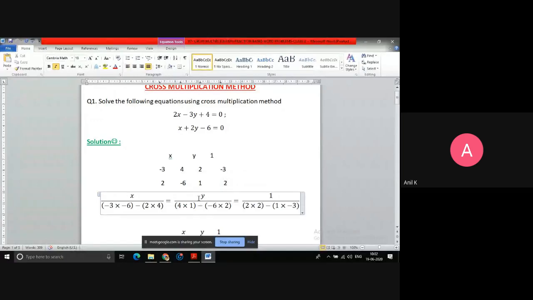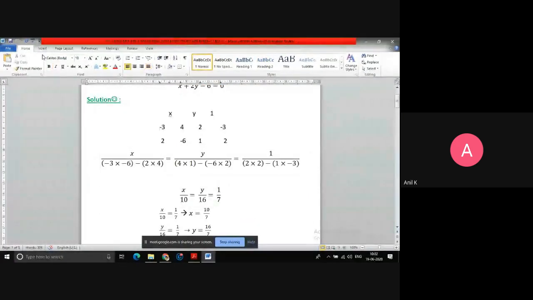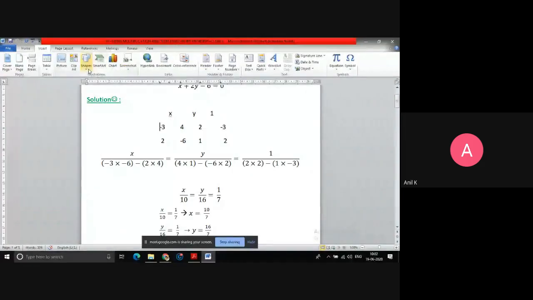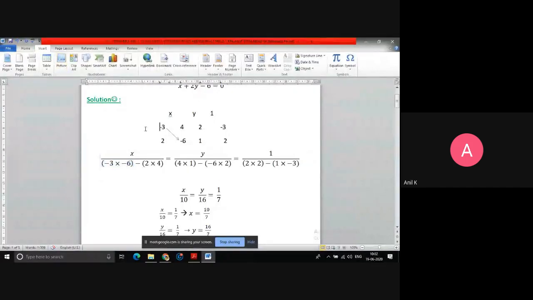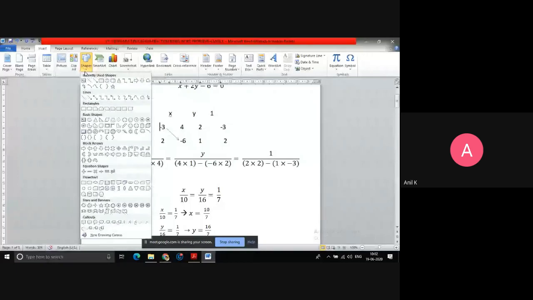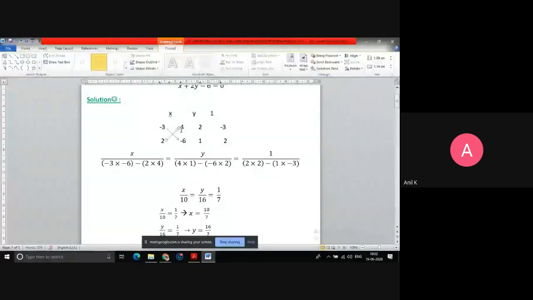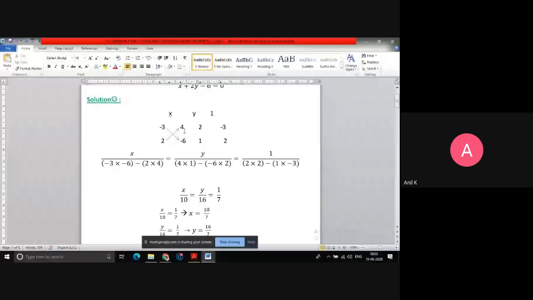Now after writing here, how do we multiply them? If you want, let me insert some space here. First, this -3 will multiply with -6. So -3 into -6, I have written here. Then let me insert one more line. This 2 will multiply with 4. 2 4s are 8. So this 2 into 4 is multiplied. The multiplication of -3 into -6 and the multiplication of 2 into 4 are separated by a minus sign.